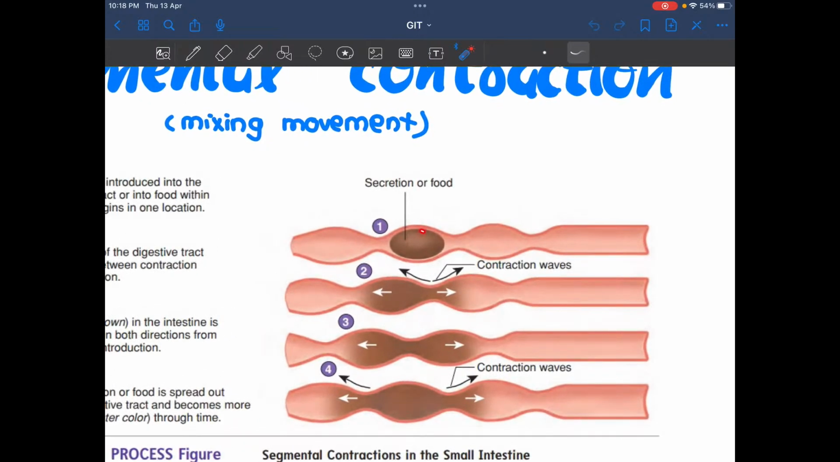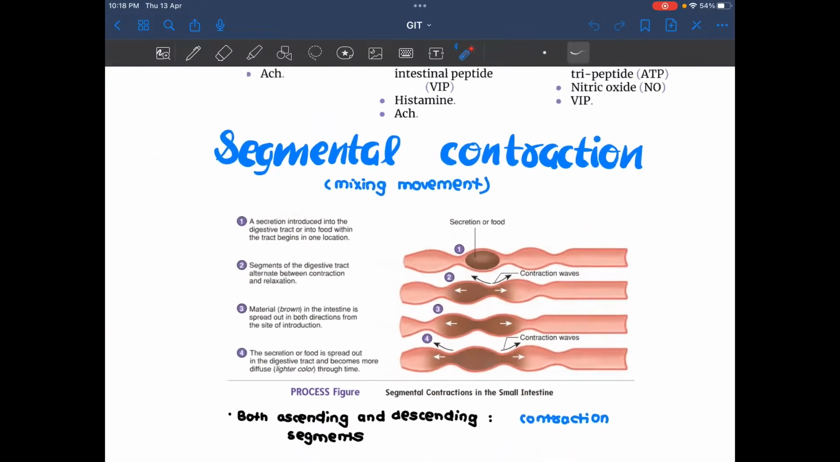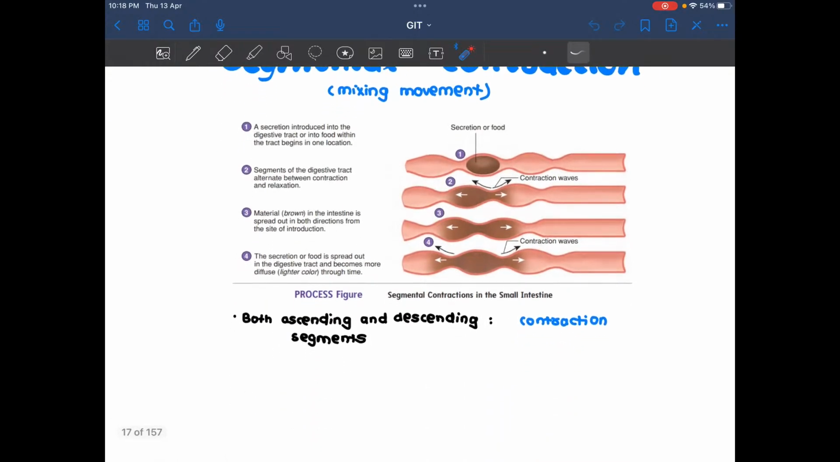See, if this is the bolus that I want, I will contract right here, at the center of that bolus, so that it breaks down and basically breaks into small fragments, and then I can mix that. Okay, so contraction waves proceed like this in case of your segmental contraction. Okay, and what is happening in this?